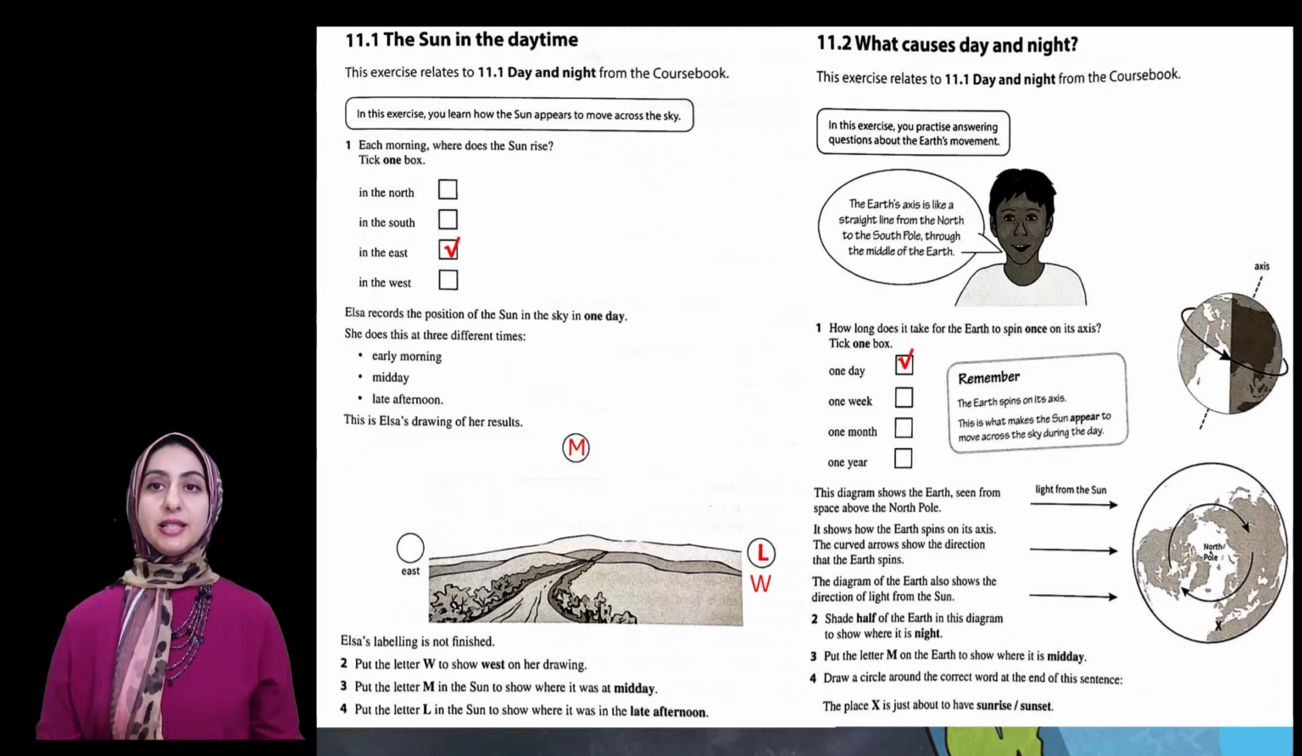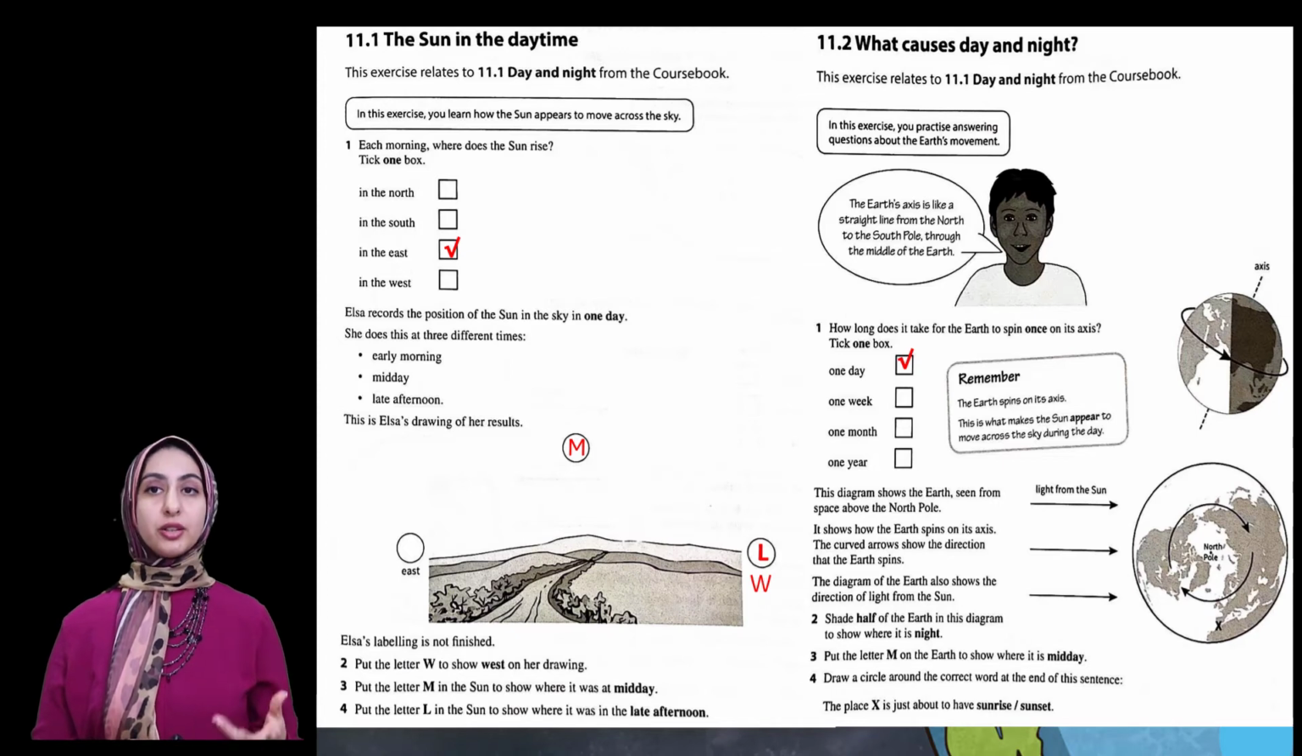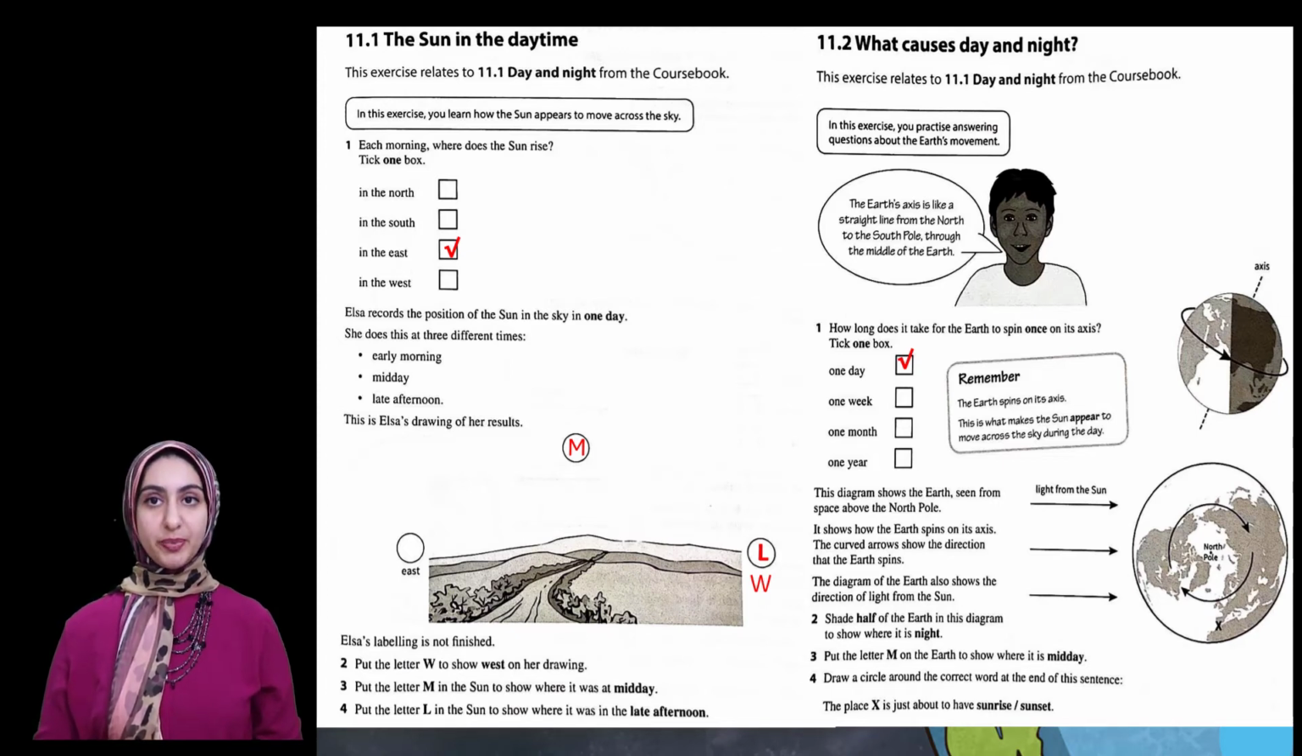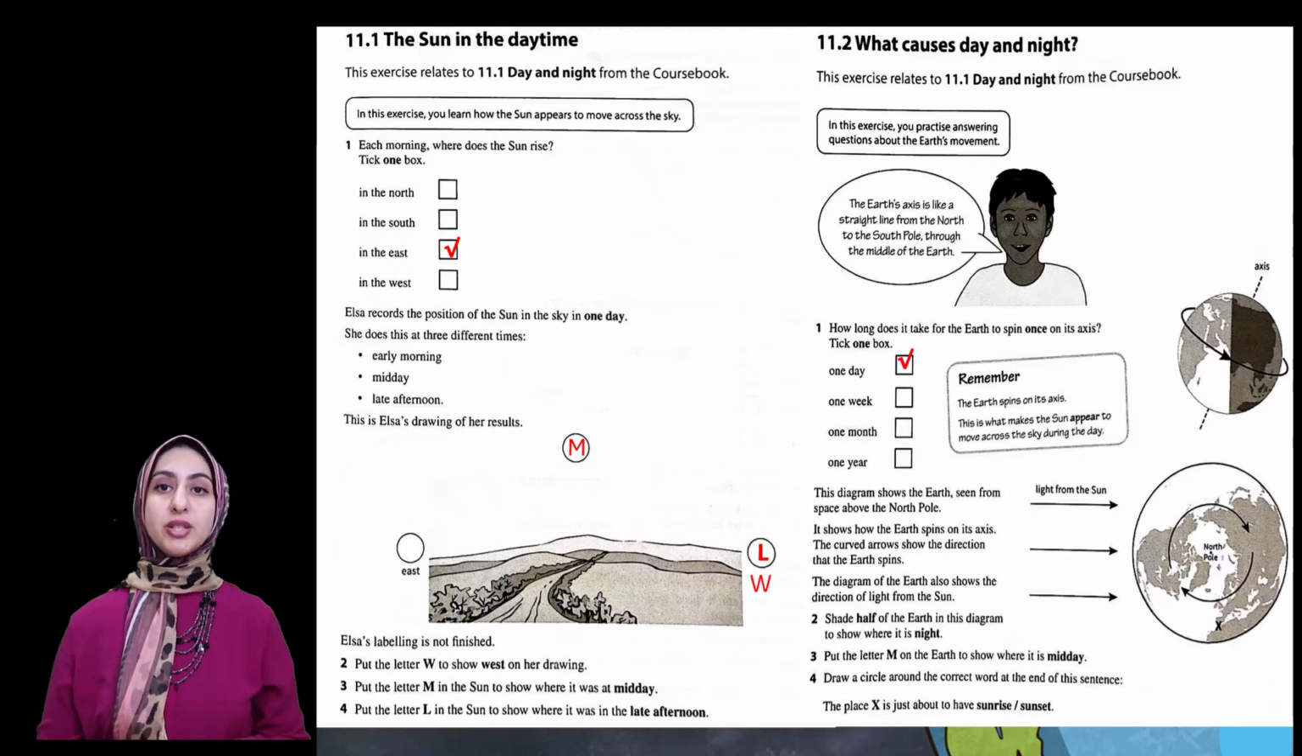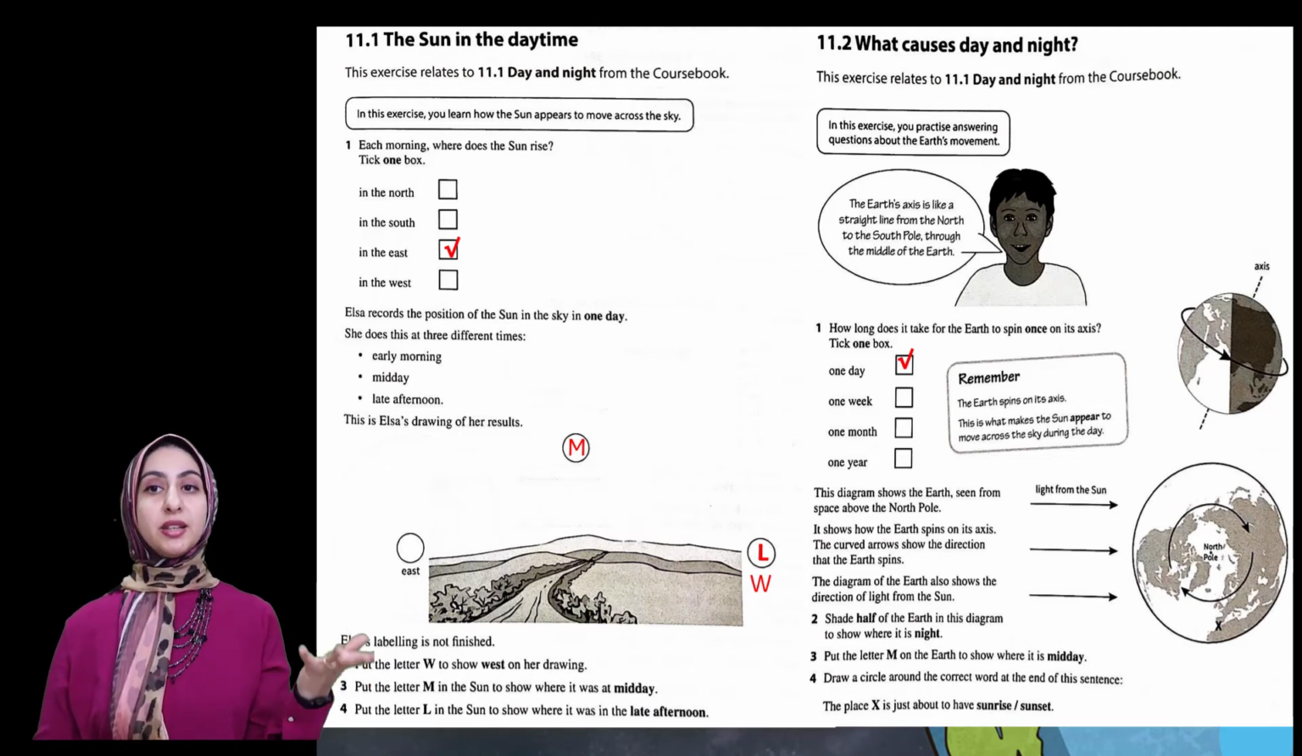Okay. This diagram shows the Earth seen from space above the North Pole. It shows how the Earth spins on its axis. The curved arrows show the direction that the Earth spins. The diagram of the Earth also shows the direction of light from the sun. Question 2. Shade half of the Earth in this diagram to show where it is night.